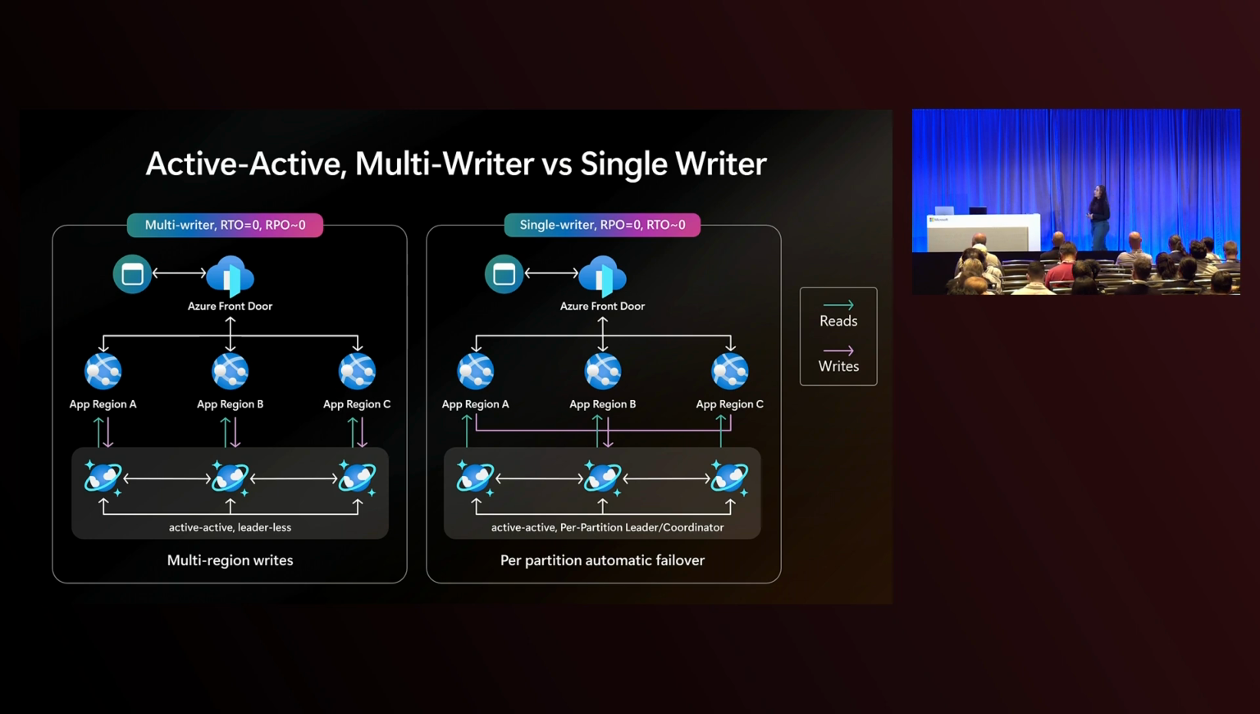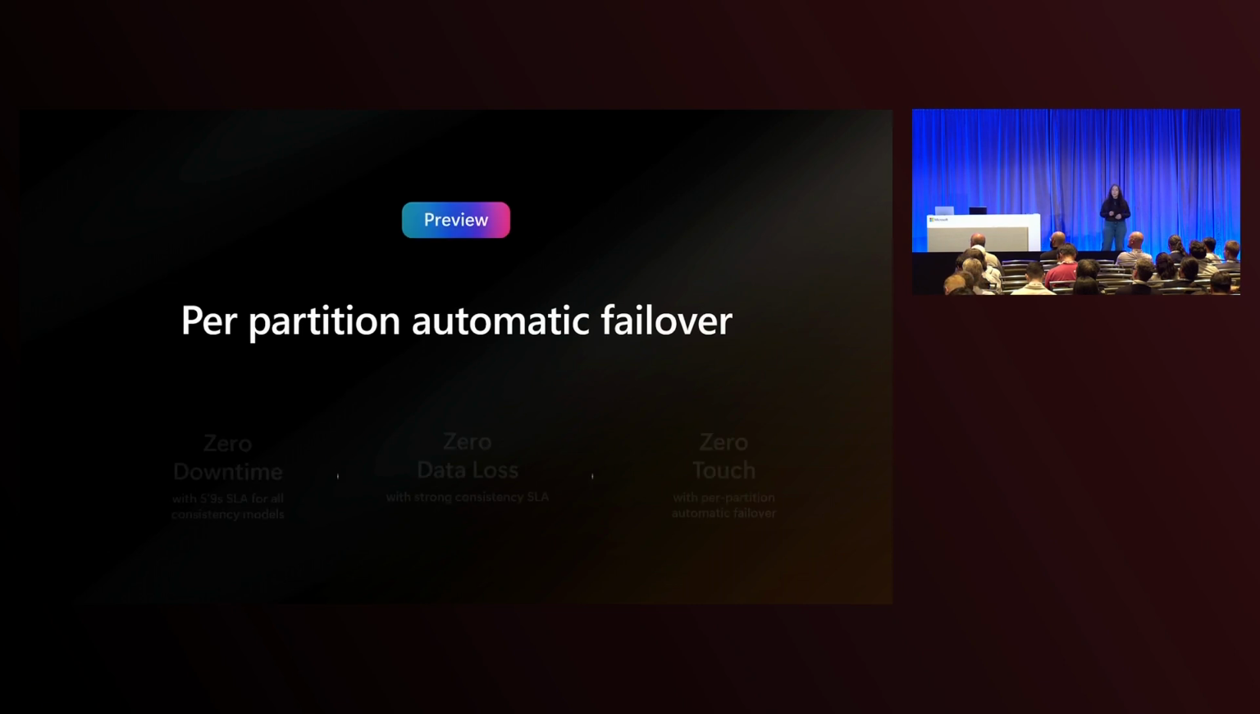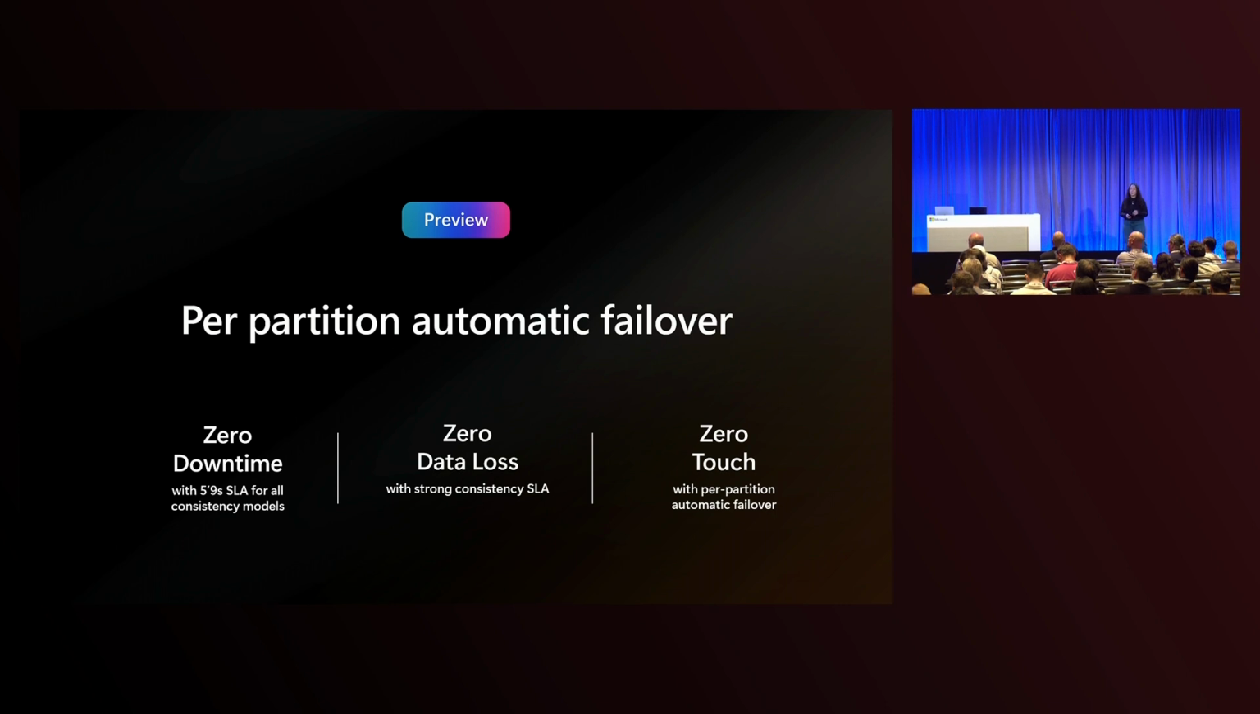With the multi-writer strategy, I have an RTO of 0 because all of my regions are able to accept traffic and we can quickly cut over between each other. The RPO in our multi-writer is roughly equal to the replication lag between regions. With the single writer strategy, because I'm using strong consistency, my RPO is 0. The RTO is roughly about 2 minutes. So the per-partition automatic failover feature allows us to get 0 downtime, 0 data loss, all with 0 touch. You don't need to manually configure which region the partition is routed to. The SDK handles all of this for you with no operational overhead.